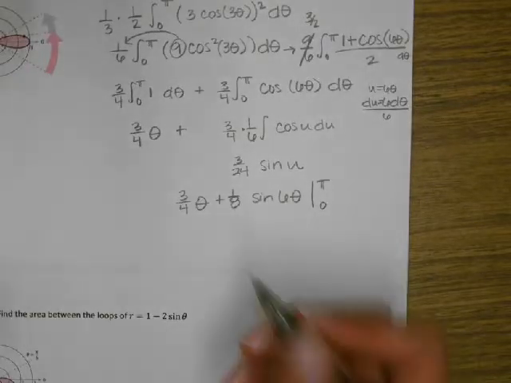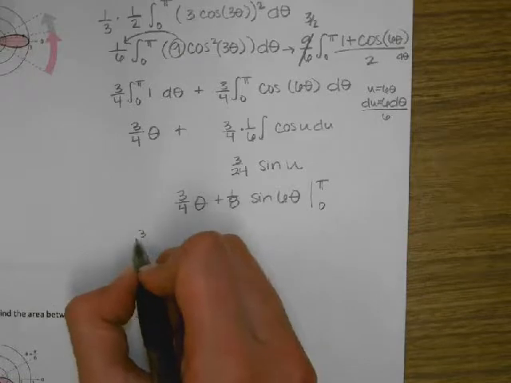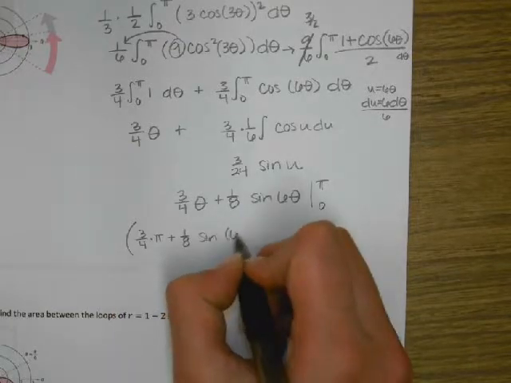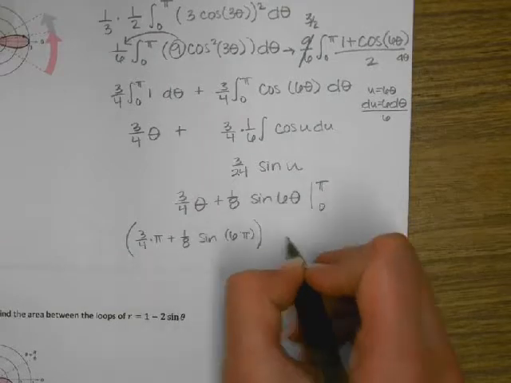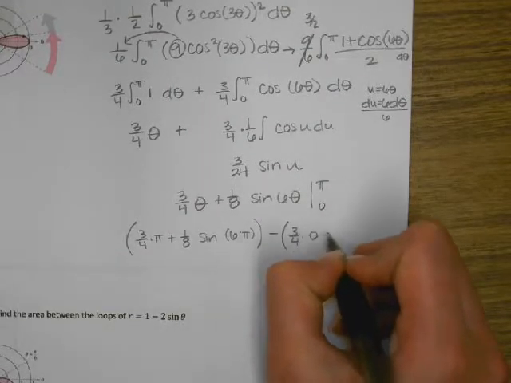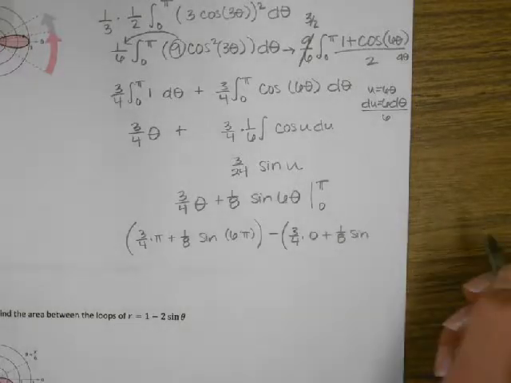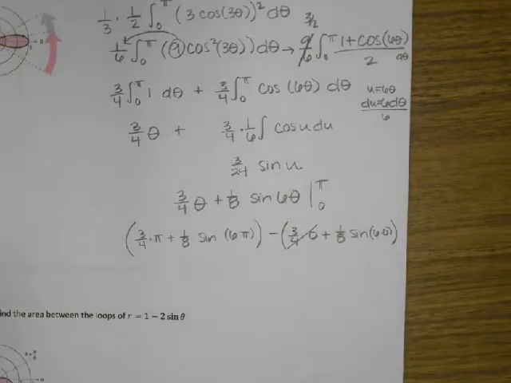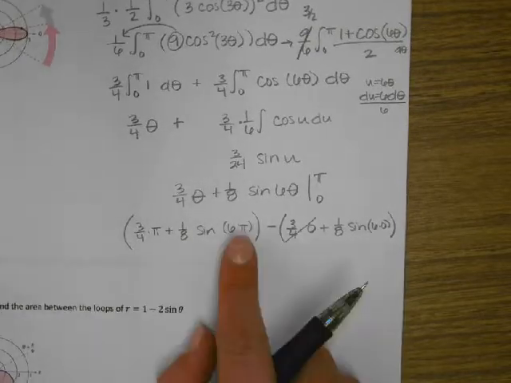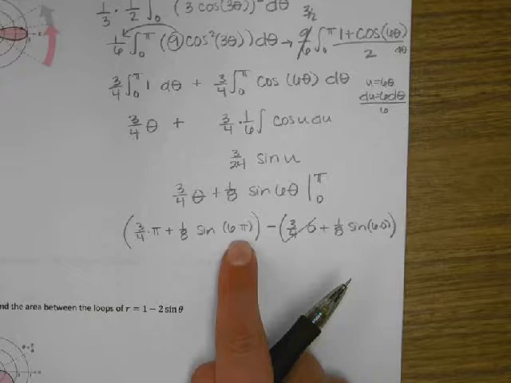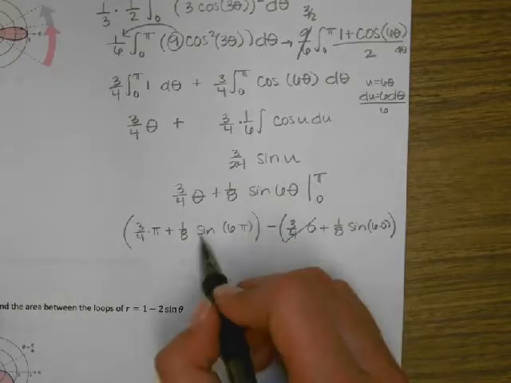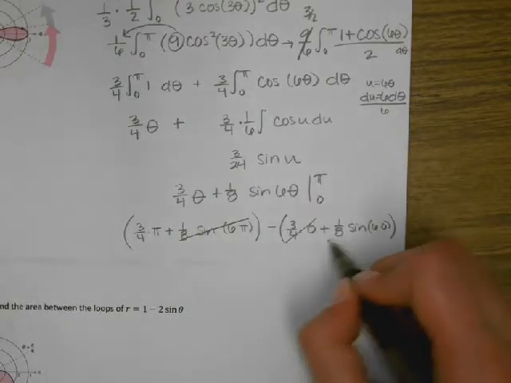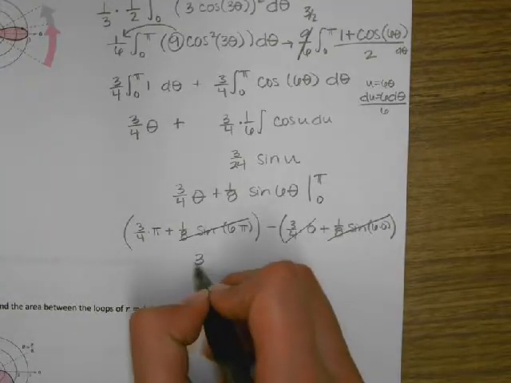And now I can go ahead and plug in my values for theta. So I've got 3/4 times pi plus 1/8 times sine of 6 times pi, minus 3/4 times 0 plus 1/8 sine of 6 times 0. So 3/4 times 0 is 0. That's easy. If I can picture the unit circle, 6 pi is in the same spot as 2 pi. And the y-coordinate right there is 0. So that actually is 0 as well. Sine of 0 has a y-coordinate of 0. So that's 0 as well. So that means that the area of one petal is 3 pi/4.